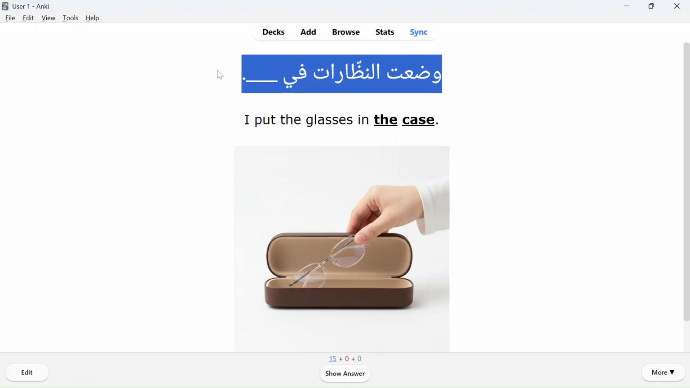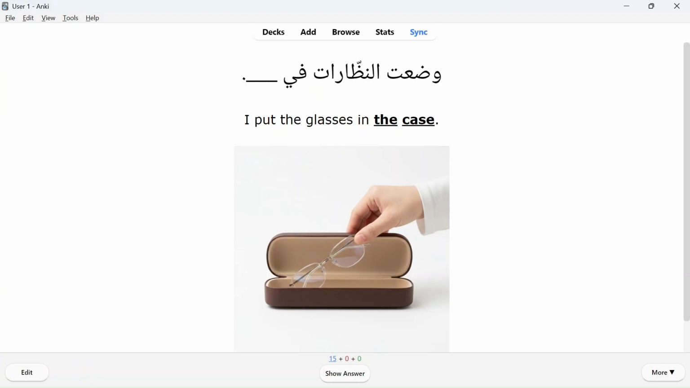One more time, we have an Arabic sentence with a blank area, and we have to know what goes inside of it. We have the English translation of the Arabic sentence. The case is bold and underlined, so we have to know what goes over here, which is the case in Arabic. And we have a visual representation of the word in the sentence that we're learning, and this will really help you when it comes to understanding and memorization. So let's have a look. What is the case in Arabic?